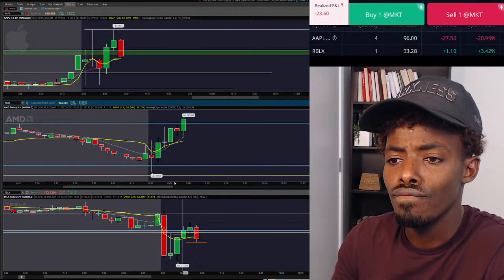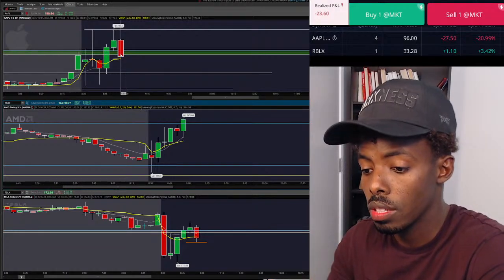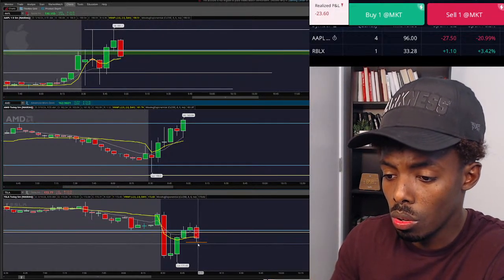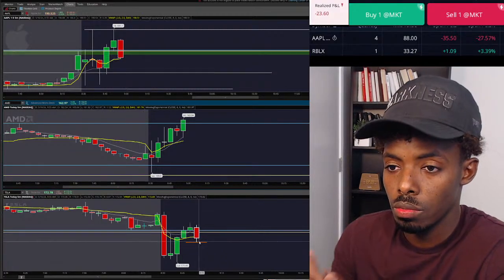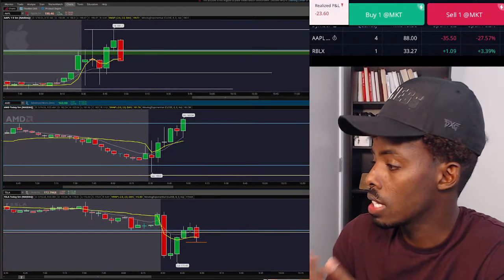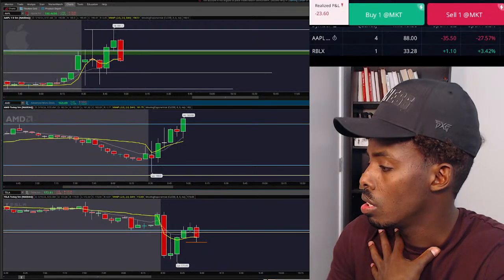Okay. All right, so looks like Apple's also doing its dirty, coming right back down to the VWAP, and that's fine. This one we sold, even though it did not crack our stop loss, but we had to recognize that. Apple looks like it's coming back to the VWAP and going below it, so let's go ahead and clear that one out too.